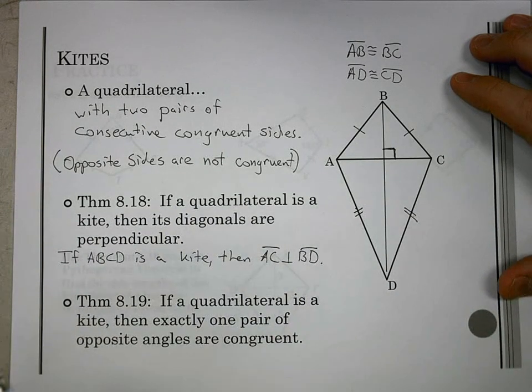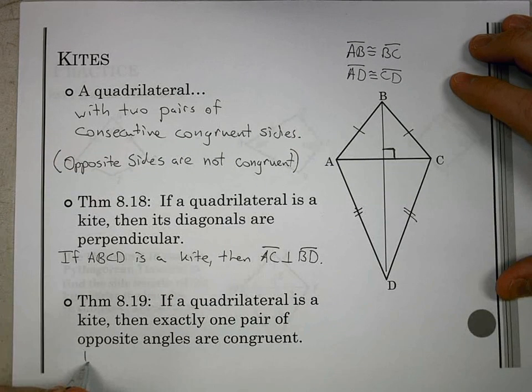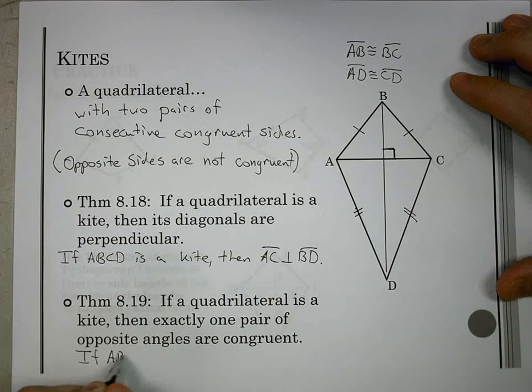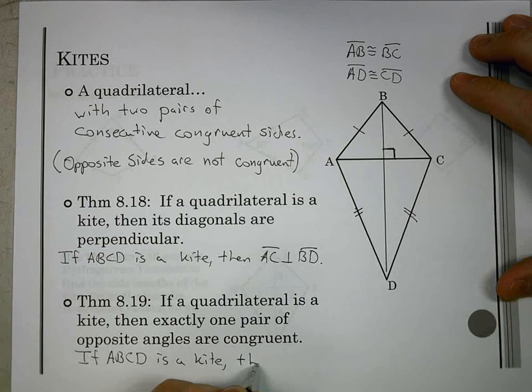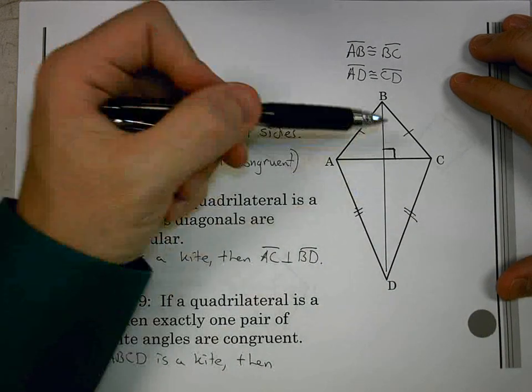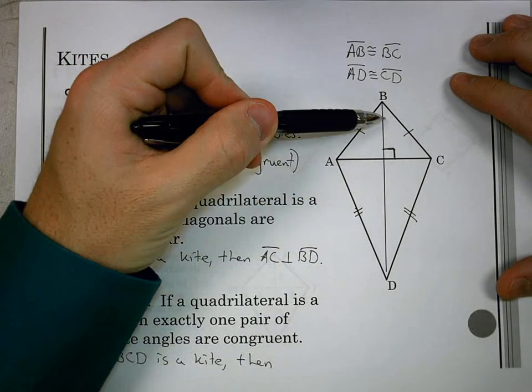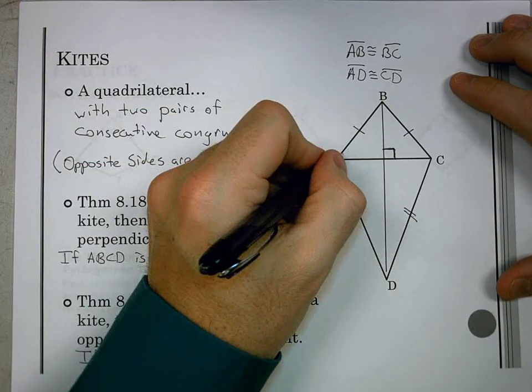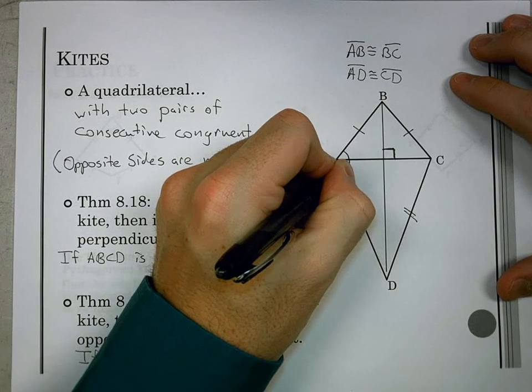The last one we have is if a quadrilateral is a kite, then exactly one pair of opposite angles are congruent. In this case, we're going to say if ABCD is a kite, then the angles that I have are going to be congruent. They have to be opposite of each other. So I have B and D, A and C. The ones that are going to be congruent are in fact A and C.